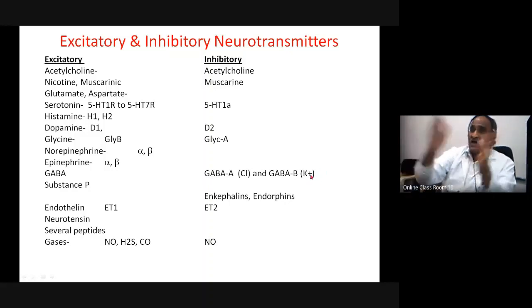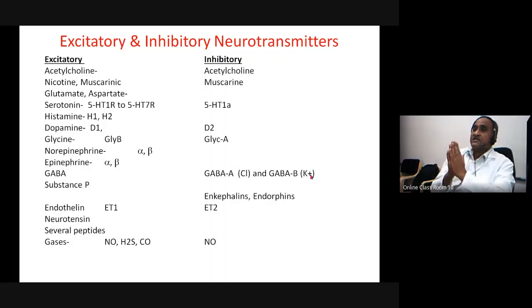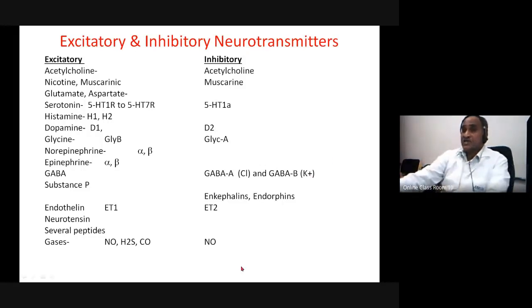Okay, so now I have just listed. I will again tell the inhibitory transmitters are GABA first, enkephalins or endorphins, number 2, ET2 number 3, then comes glycine A receptors. That means glycine is a double-edged sword. So undoubtedly these two are inhibitory.